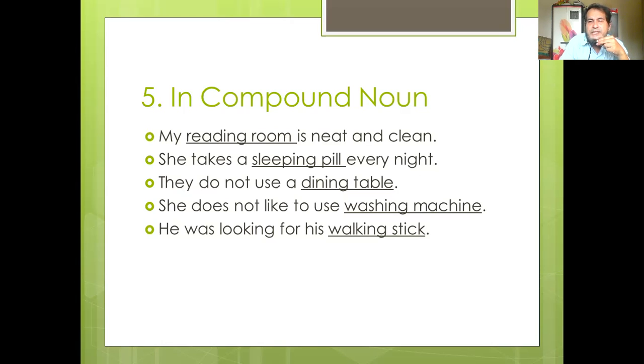Walking stick. If I say walking stick, then in our mind the visualization of a stick in the hand of an old man comes first. So this walking stick is obviously a compound noun, and it makes a single vision in our mind. Likewise, dining table, washing machine, all work in the same way.